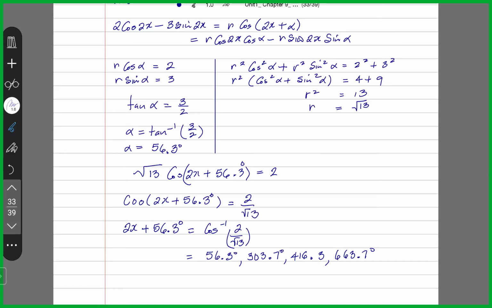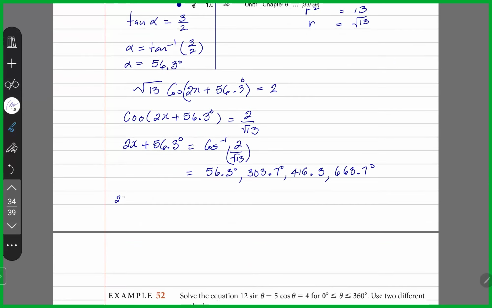Give it a minute. So now I can say that 2x would be equal to 56.3 minus 56.3, 303.7 minus 56.3, 416.3 minus 56.3, 663.7 minus 56.3 degrees.